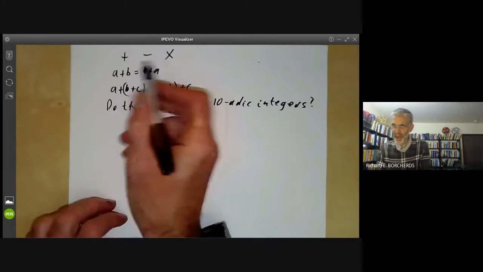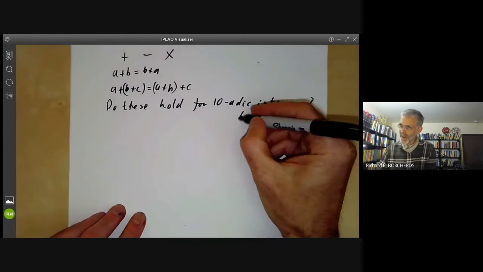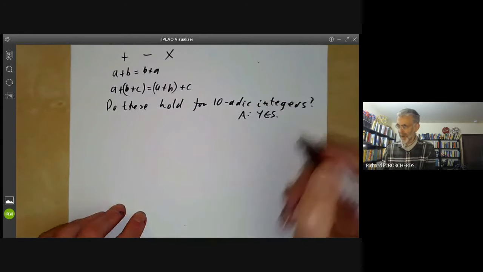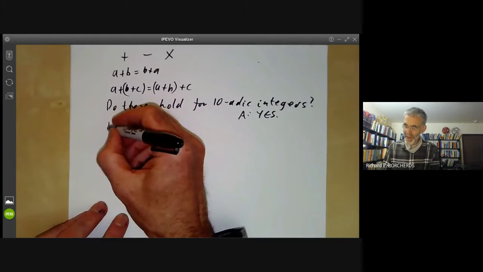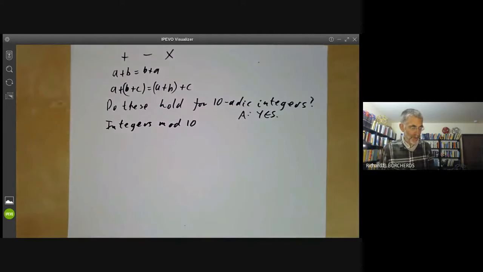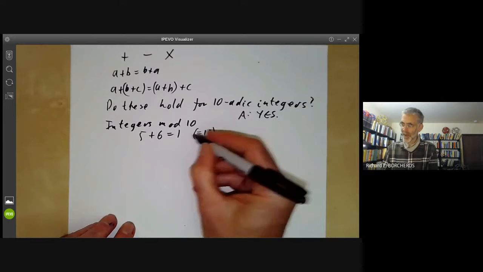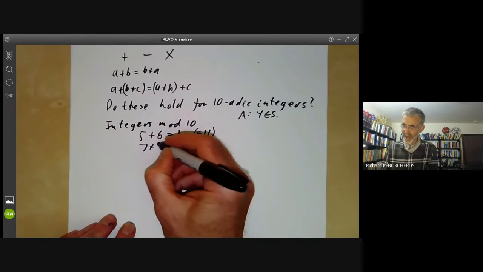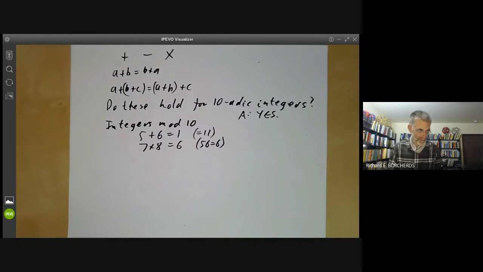So we've defined addition and multiplication and subtraction. We want to know if these behave in the way we expect. And the answer is yes, mostly. There are one or two minor exceptions, as we'll see a little bit later. And to see this, we recall what the integers mod 10 are. So you remember modular 10 arithmetic just means you throw out powers of 10. So you say 5 plus 6 equals 1 because this is equal to 11, and you can throw out the factor of 10, and you can say 7 times 8 equals 6, because 56 is equal to 6 if you throw out multiples of 10.